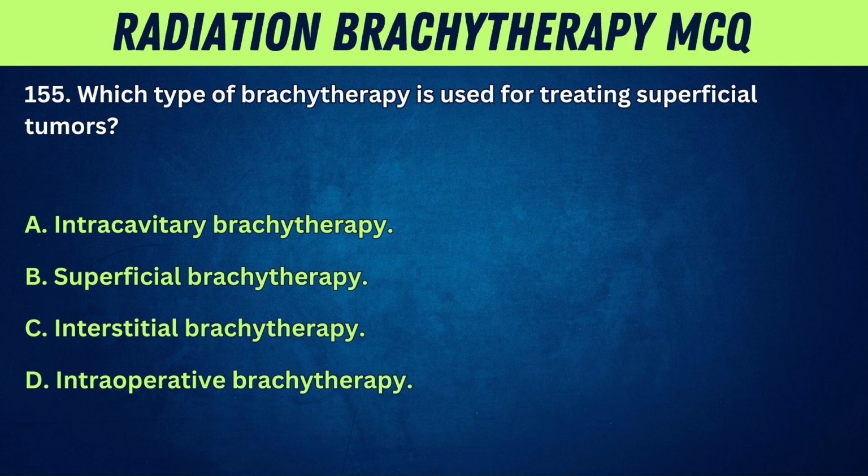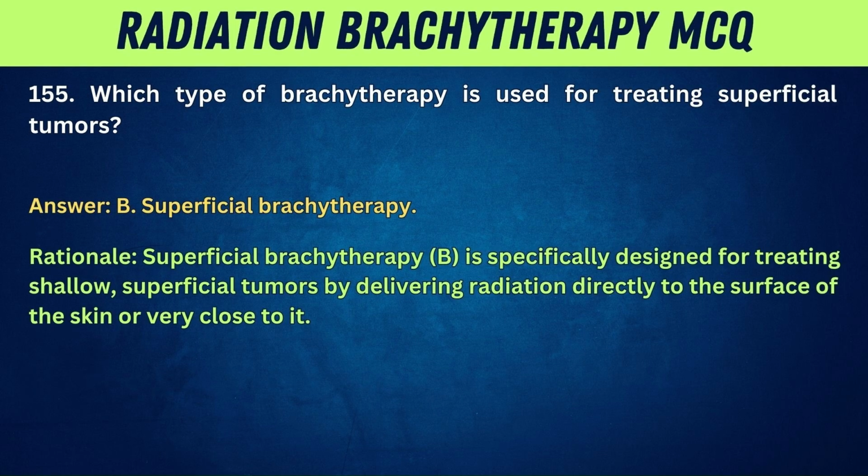155. Which type of brachytherapy is used for treating superficial tumors? A. Intracavitary brachytherapy. B. Superficial brachytherapy. C. Interstitial brachytherapy. D. Intraoperative brachytherapy. Answer: B. Superficial brachytherapy. Rationale: superficial brachytherapy, B, is specifically designed for treating shallow, superficial tumors by delivering radiation directly to the surface of the skin or very close to it.